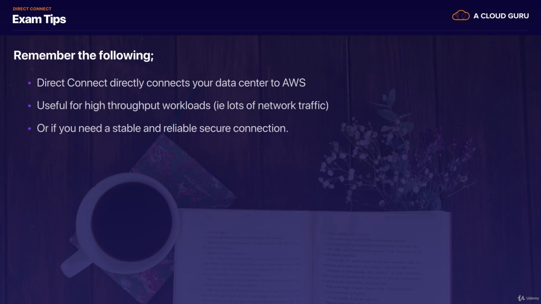So going into your exam, just remember what Direct Connect is at a high level. And if you've got a scenario-based question where you're trying to do a VPN connection, it keeps dropping out because of the amount of throughput, and you're asked what kinds of things could you do to solve that? We'll go ahead and use Direct Connect.